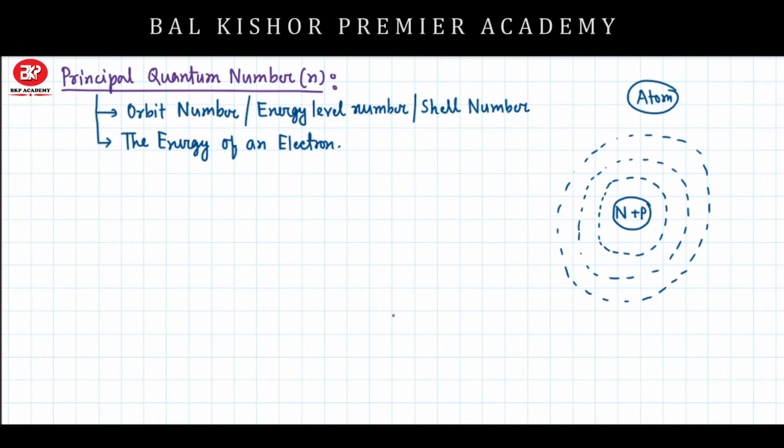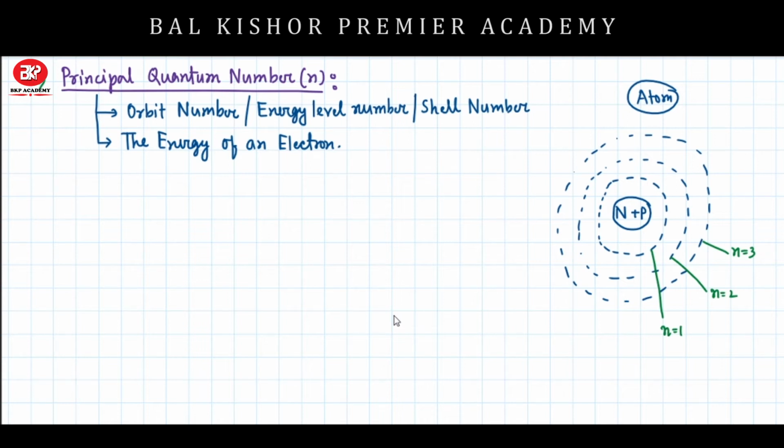So in this case, you can say that for the first orbit n equals 1, for the second orbit n equals 2, for the third orbit n equals 3. These are the energy level numbers, and this energy level number is nothing but the principal quantum number. So two electrons having the same value of n will have the same energy level. So this was the principal quantum number, which is nothing but the energy level number.